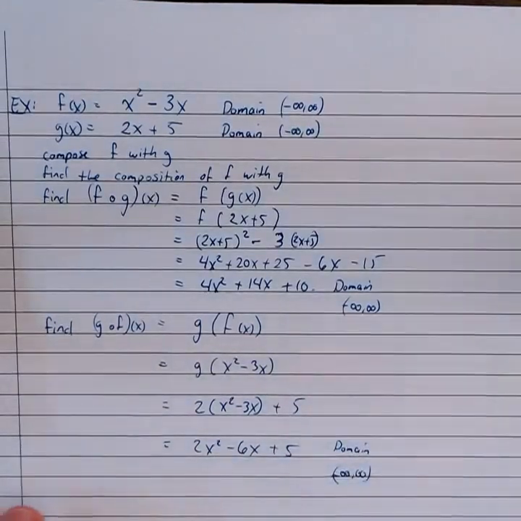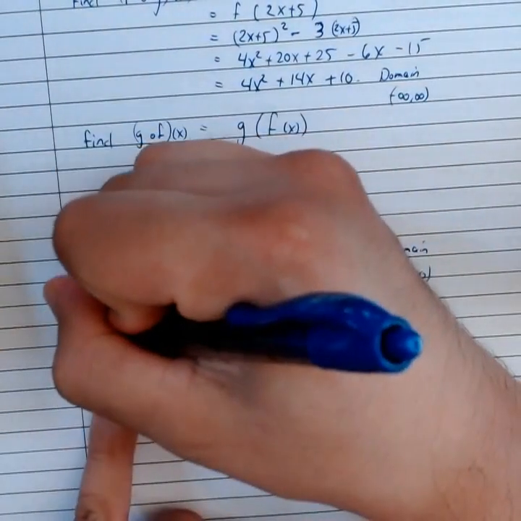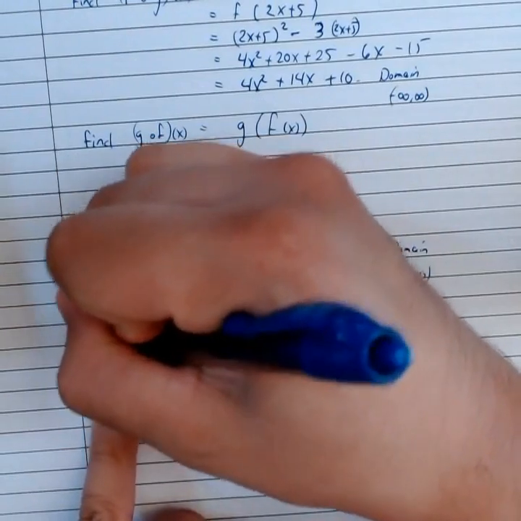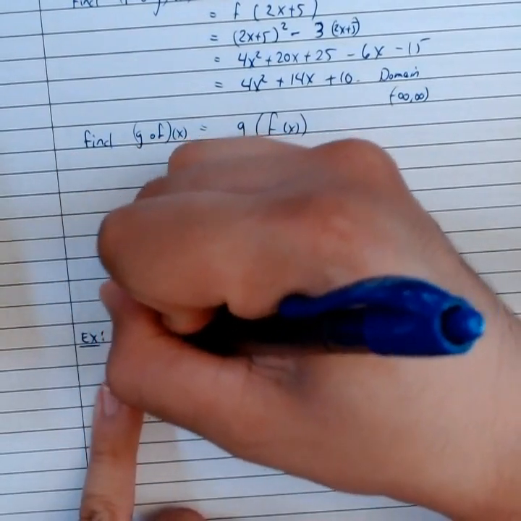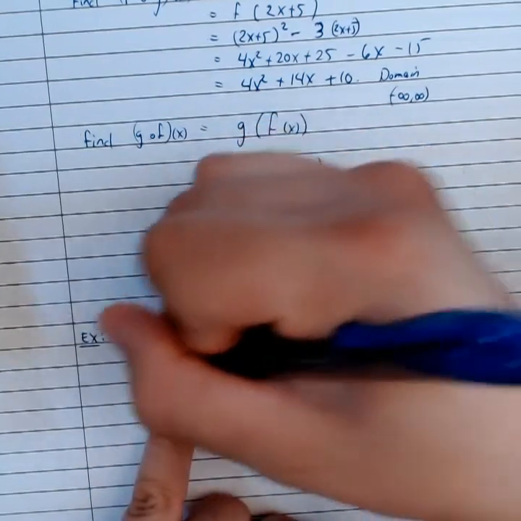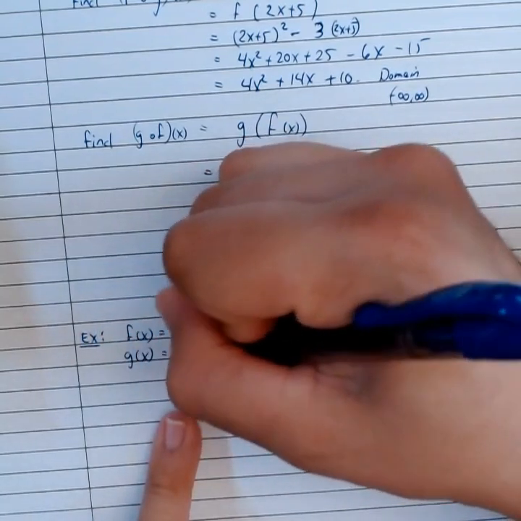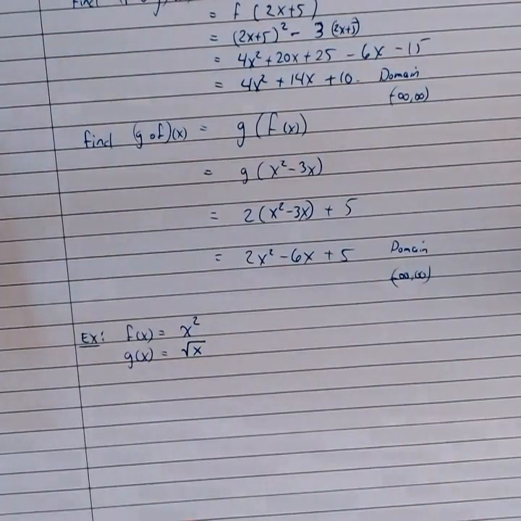So let's give one more example that involves functions where we actually do have to worry about the domain. Let's consider two functions: f of x is equal to x squared, and g of x is equal to the square root of x. Let's find the composition of these. Let's say I want to find f of g of x.